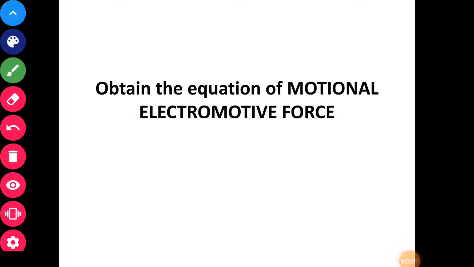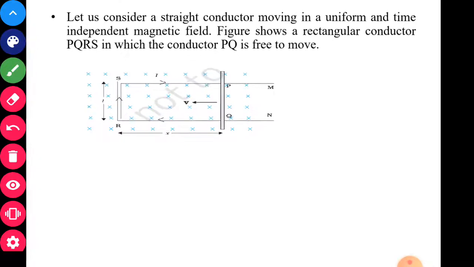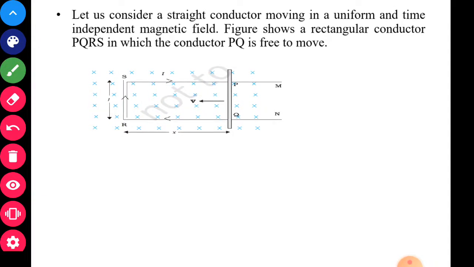Now today we shall discuss the motional electromotive force. The name itself suggests that it is the electromotive force which is produced due to the motion. Now we have this figure, we consider a straight conductor which is moving in a uniform and time independent magnetic field, meaning it's a uniform magnetic field and it does not change with time.